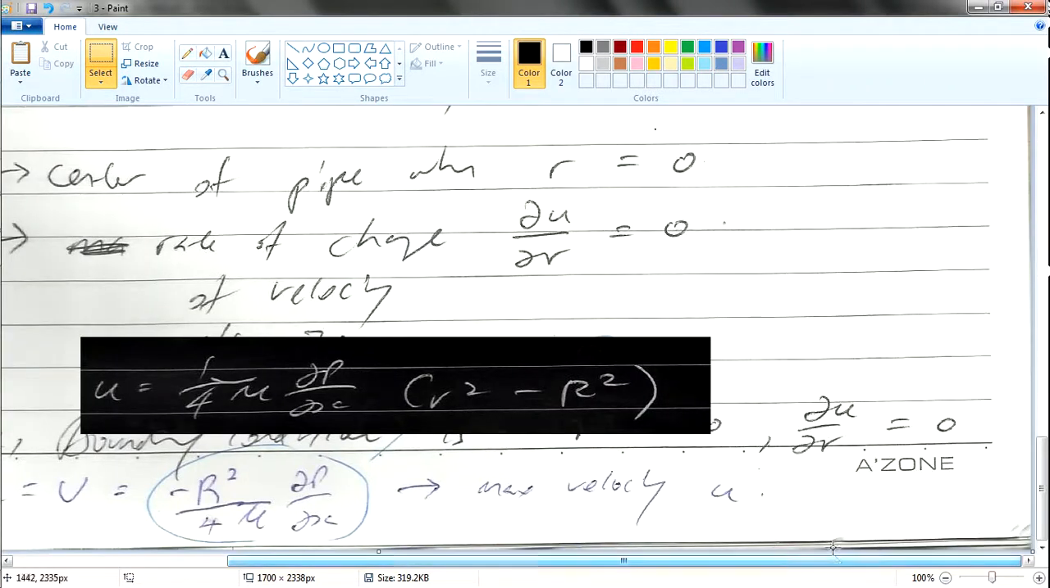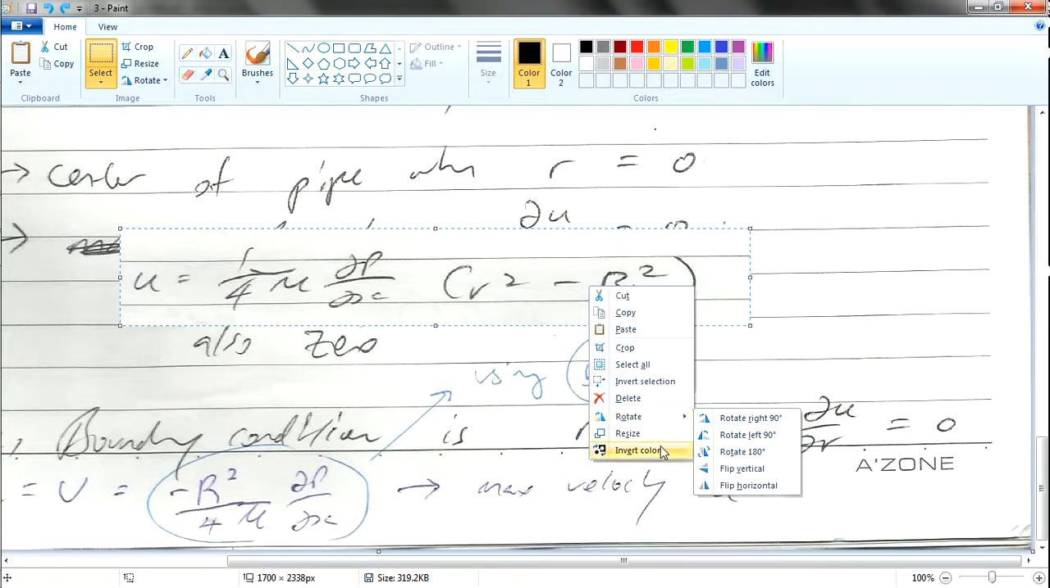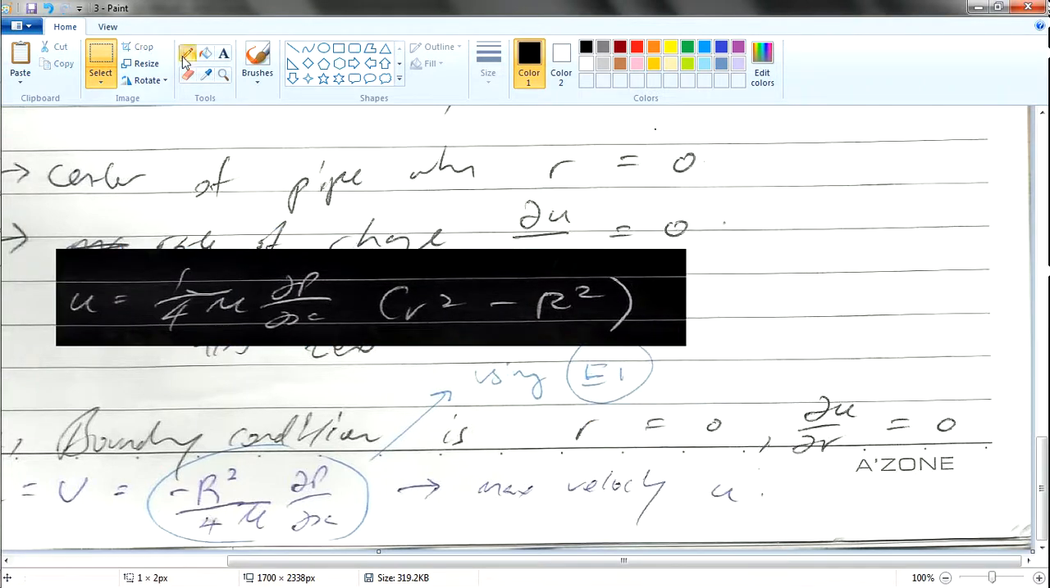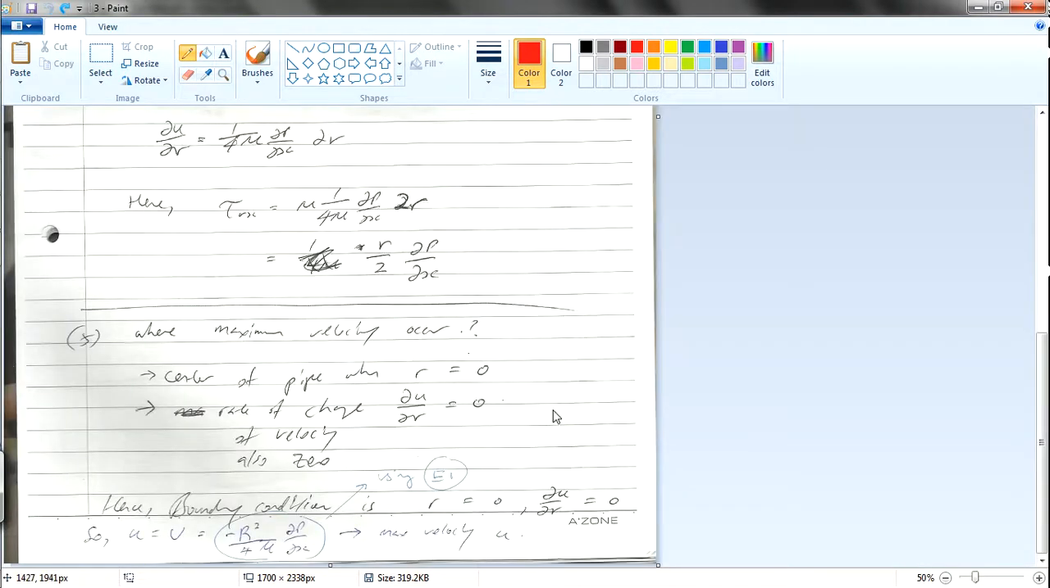So hold on, I'll invert the color. Okay, so you know that r will be equal to 0. Therefore this will become 0. So 0 minus r square will be r square over 4 nu partial p partial x. So this is simply the maximum velocity. So we have calculated the maximum velocity. That's all.